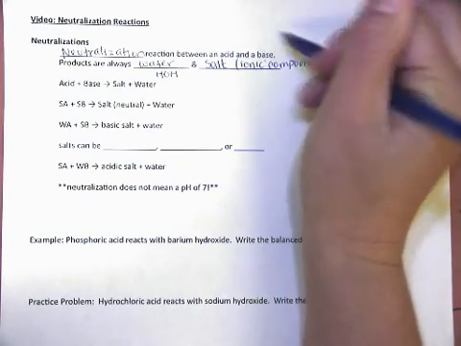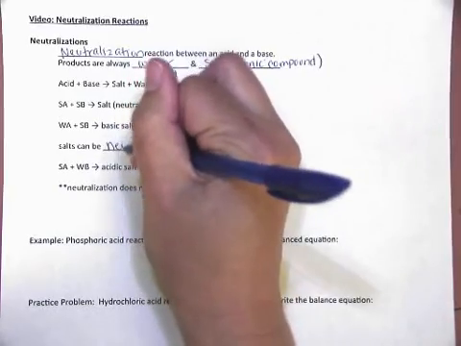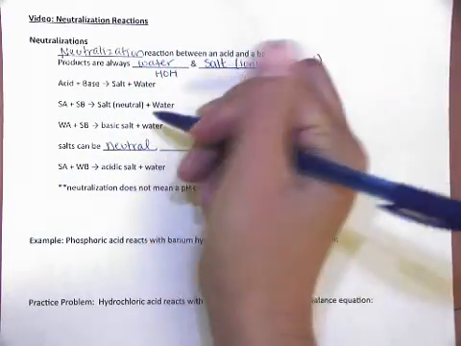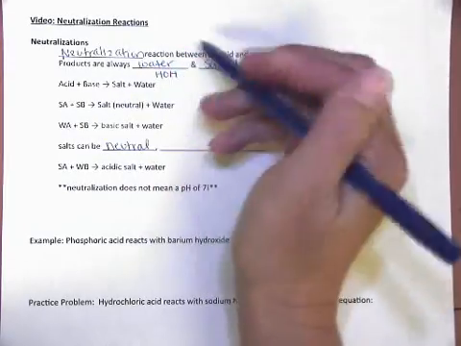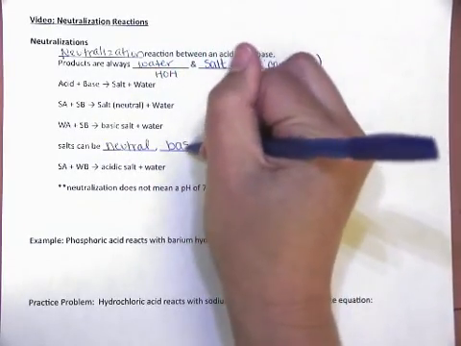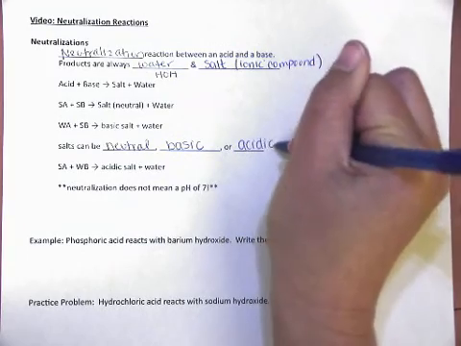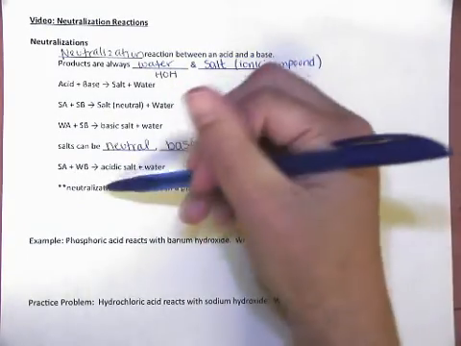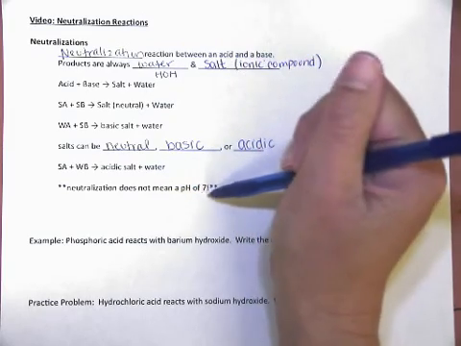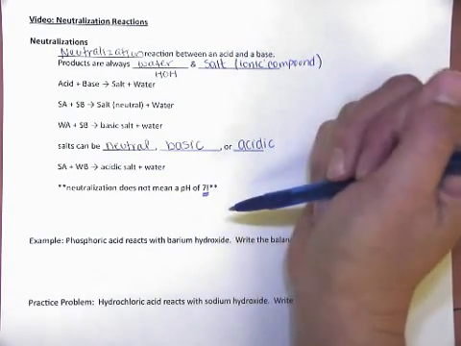In an ionic compound and a salt, they can be neutral, or depending upon what they're reacted with, they could be slightly basic if it's a weak acid and a strong base, or they could be slightly acidic if it's a strong acid and a weak base. Neutralization does not always mean a pH of exactly 7, although it gets our pH closer to 7.